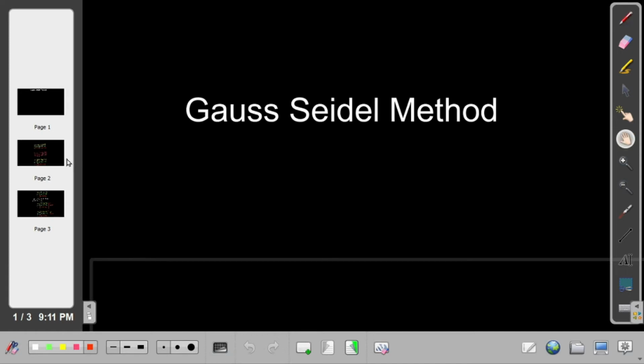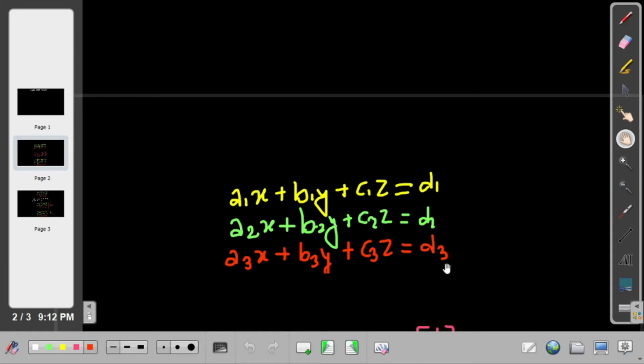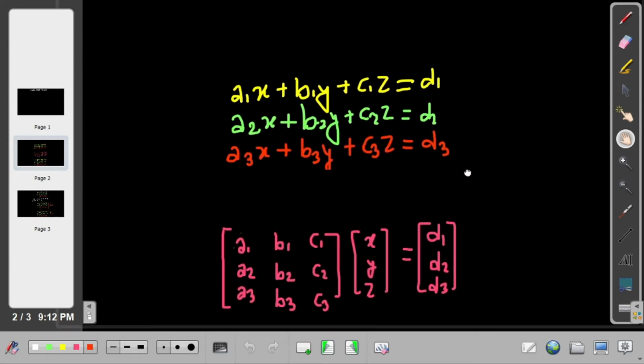Imagine we have a system of linear equations like this, which is in the form of a1x plus b1y plus c1z equals to d1, a2x plus b2y plus c2z equals to d2, a3x plus b3y plus c3z equals to d3. To apply the Gauss-Seidal method, the given system of linear equations must have strictly diagonal coefficient matrix. That means when we represent this system of linear equations in matrix representation, it will be like this. Then this matrix a1, b1, c1, a2, b2, c2, a3, b3, c3 is called the coefficient matrix.